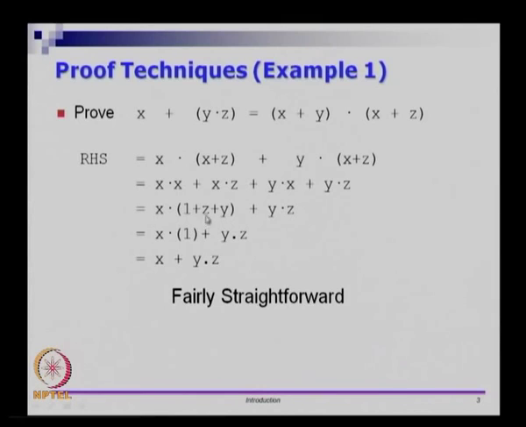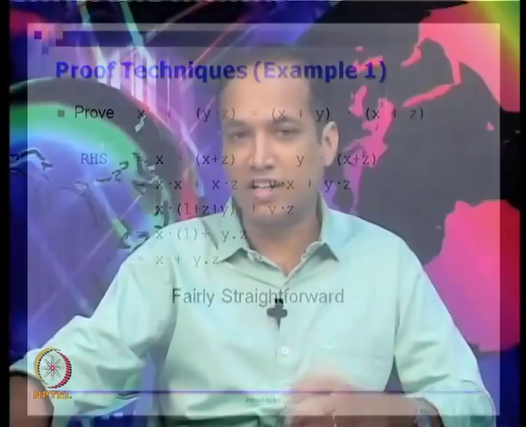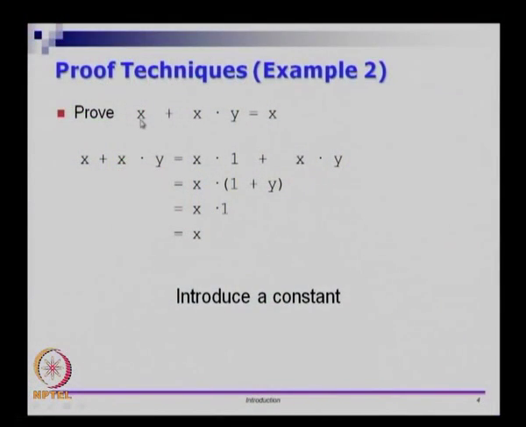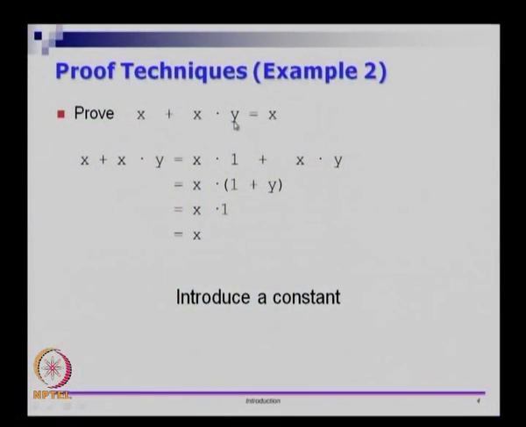So, 1 or z or y is 1. This is a fairly straightforward example, and much easier than all the tables and other things that I did earlier. Let us look at a slightly different example to see what other Boolean techniques you need to know. I want to be able to show that x or x and y is x.